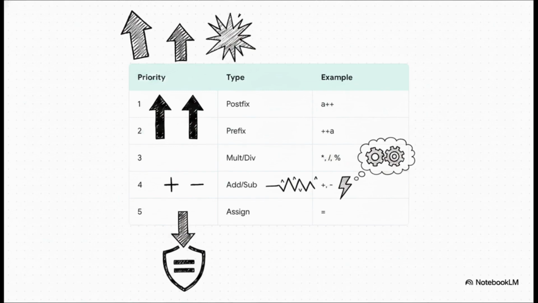Right below them are the prefix operators. Then comes multiplication and division, followed by addition and subtraction. And sitting way down at the bottom with the lowest priority is the assignment operator. Which totally makes sense, right? You want to calculate the whole equation before you assign the final value.